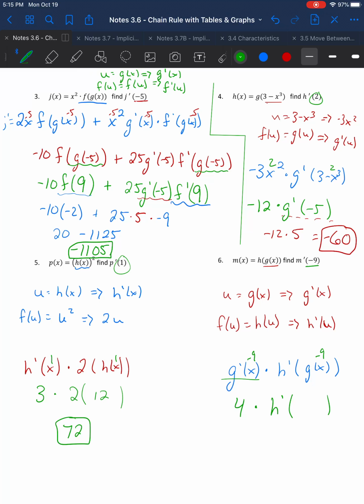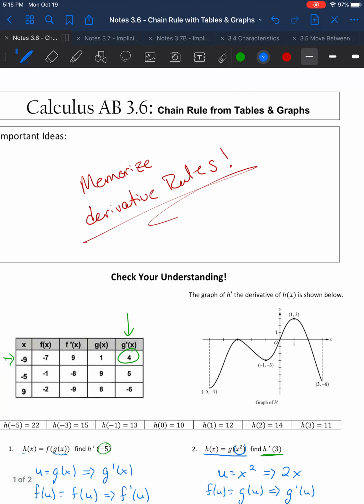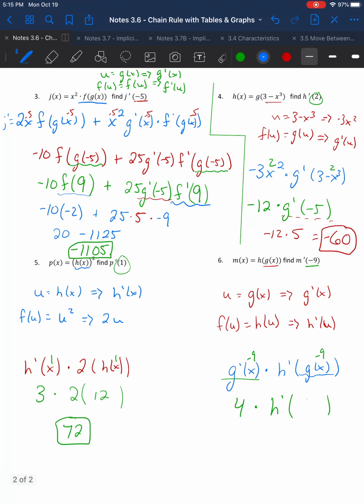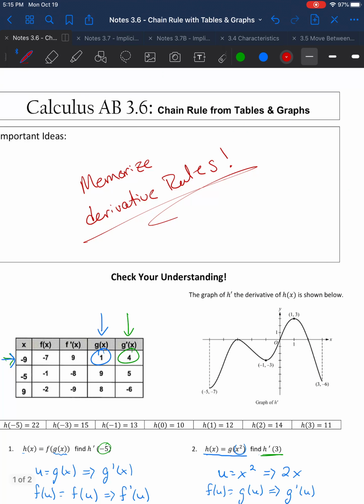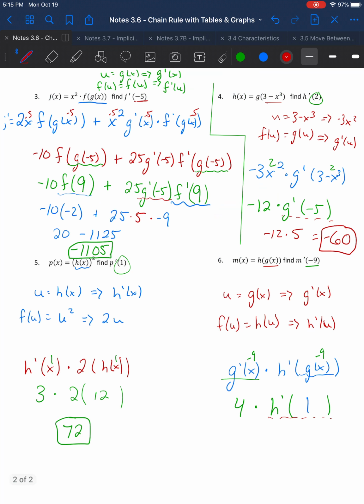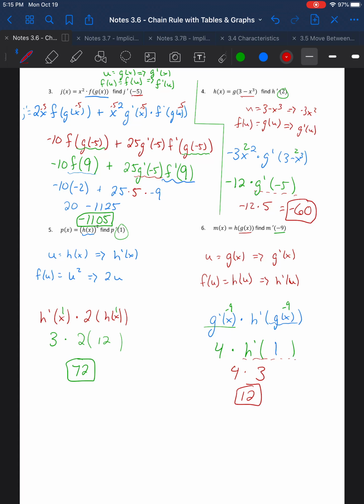So first, I need to erase all this business. Okay. We are working first with g prime of -9. So g prime, -9, I get 4. Times h prime of, now I gotta go do this piece, g of -9. g of -9 is 1. h prime, I'll flip my screen one more time, sorry. h prime was my graph, and we said of 1. Hey, we already answered that once. What's the answer for h prime at 1? 3 times the 4, and we get 12.